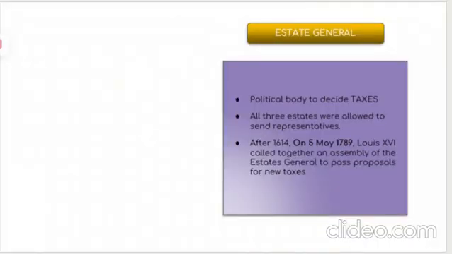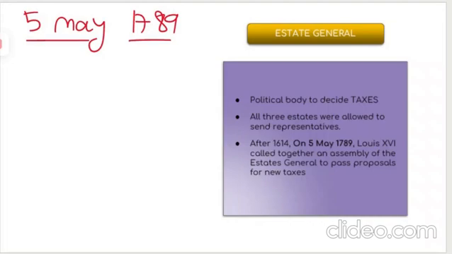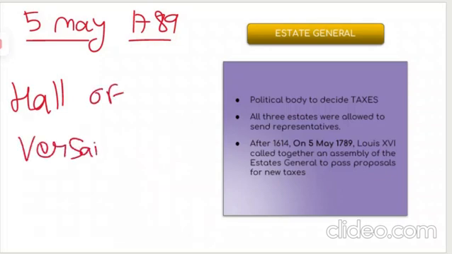Now, next let's move towards the Estates General. Students, on 5th May 1789, there was an assembly called by Louis XVI. Louis XVI had called an assembly, and he called all the three estates: the clergy, the nobility, as well as the peasantry. He called all of them. Where? In the hall of Versailles.